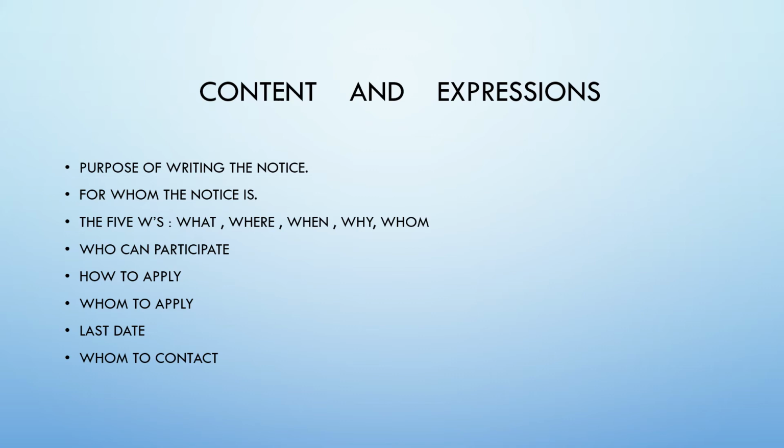Then you have to mention for whom the notice is. That means the classes or the people or the houses. You want these people to read the notice, so you need to mention for whom the notice is. And then, as I told you earlier, you have to include the 5 W's: what, where, when, why, and whom, or who, or both. Now, who can participate?